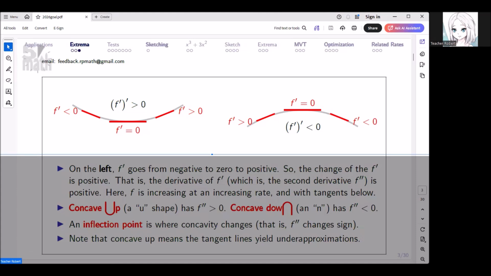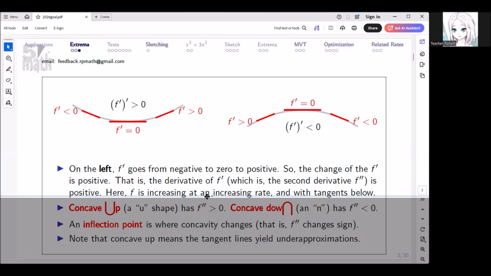Here are some pictures. On the left, f' goes from negative to 0 to positive, so the change of the first derivative is positive. That is, the derivative of the derivative, which is the second derivative, is positive. Here, f is increasing at an increasing rate, with tangents below.